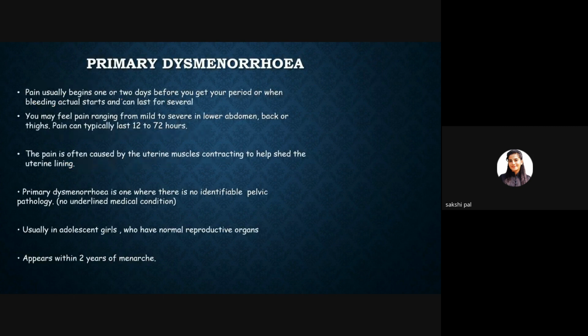What is primary dysmenorrhea? Primary dysmenorrhea is the pain that usually begins 1 or 2 days before the periods. Okay, whenever the female is going to start the menstrual cycle, the pain will start 2 or 3 days before the periods, or when bleeding actually starts, and can last for several days, for 3 to 4 days it can last.